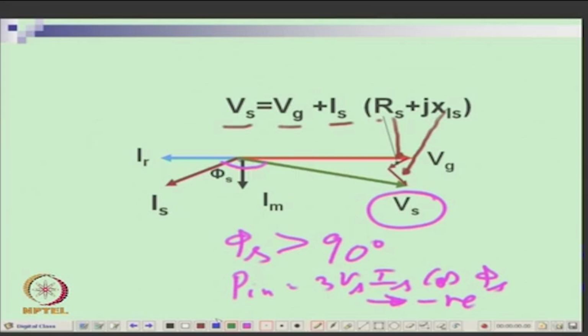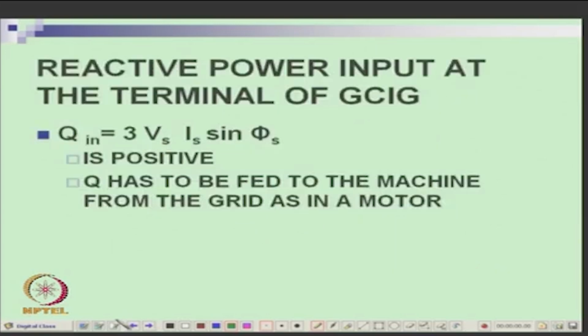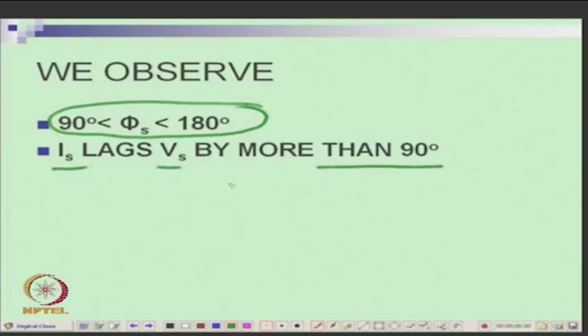So, you must be very clear what you mean when somebody says current leads, okay. In fact, current lags the voltage by more than 90 degrees. Now, actually if this was the generating convention, the current would have gone to the other side, okay. So, phi s is 90 to 180 degrees. So, Is lags Vs by more than 90 degrees, is it clear?